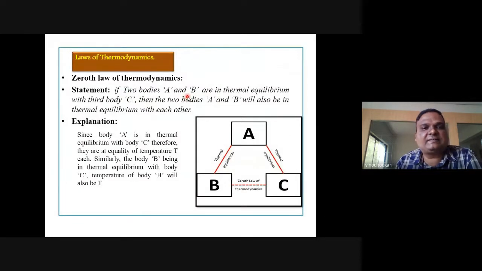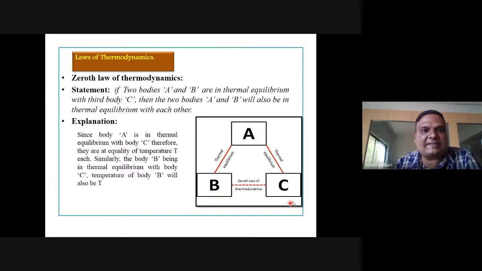If two bodies are in thermal equilibrium with a third body, then the two bodies will also be in thermal equilibrium with each other. Let's say these are the two bodies, B and C, right? They are not in contact with each other, but B is in thermal equilibrium with A and C is also in thermal equilibrium with A, right? Then what can we say? We can say that B is in thermal equilibrium with C.